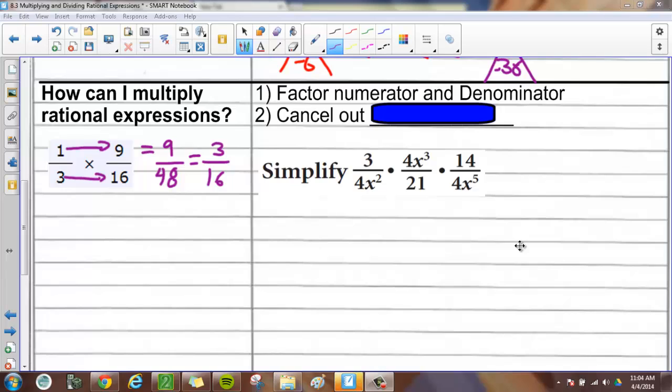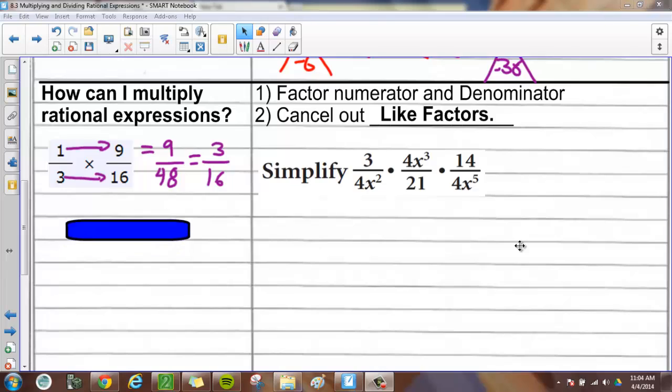Okay, so the same process holds true for multiplying rational expressions. You multiply straight across, and you cancel out any like factors. That's kind of the simplifying part. So those are the steps. Step 1, factor the numerator and denominator, and cancel out the like factors.